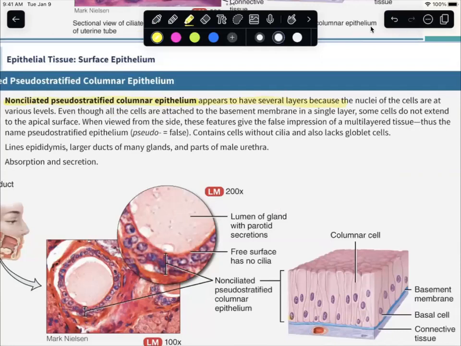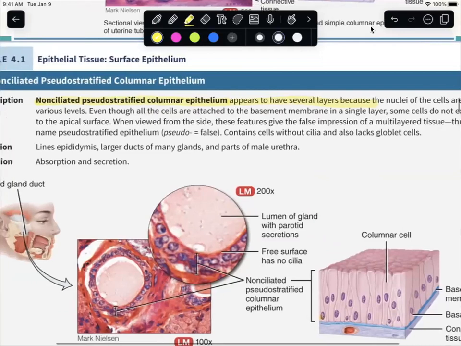But there's very few places that we're going to have stratified columnar, that more than one layer of columnar cells. The male reproductive tract, you'll see it. That's about it. So unless you're looking at the male reproductive tract, you may be looking at non-ciliated pseudostratified columnar epithelium.